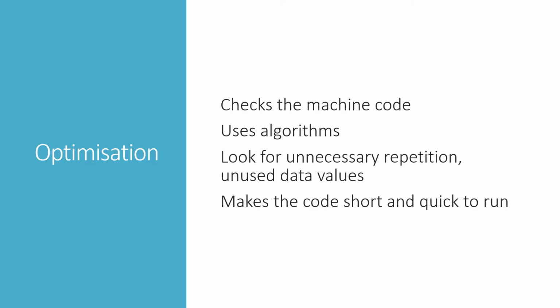And then at the very last stage, the code is optimized. That means made as good as it can be. The computer only uses an algorithm to do this, so it doesn't use any common sense, but it's got some things that it checks for. Unnecessary repetition, variables that are never used, and they'll be trimmed out. Stuff that's not really going anywhere, loops with nothing inside them. And that makes the code short and quick to run.